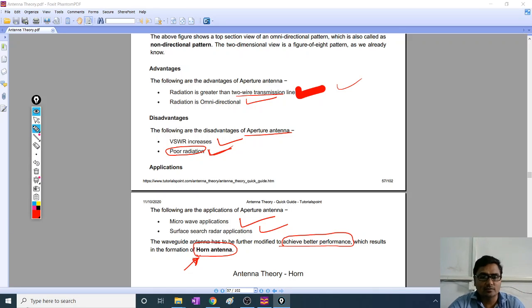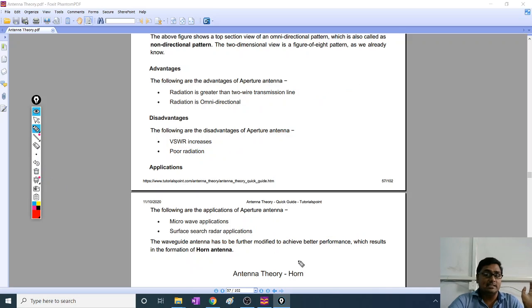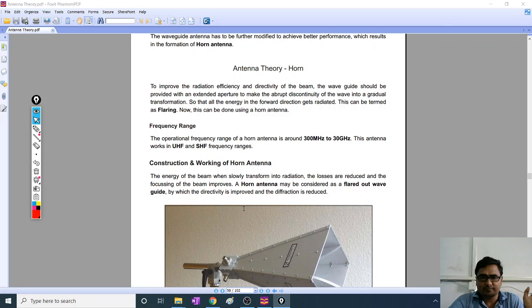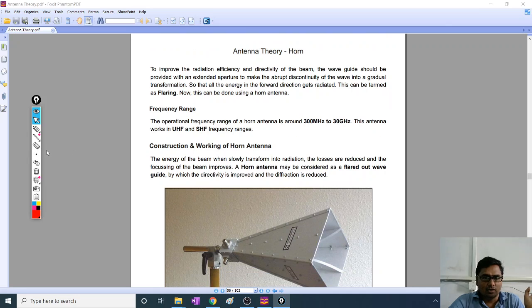So what kind of antenna is a horn antenna, and how will it look? Here we will have a look. Now we are going to start with this horn antenna. To improve the radiation and directivity, basically radiation efficiency and directivity, if I want to improve on that waveguide antenna, then I come up with a new type of antenna, that is the horn antenna. So what is there in a horn antenna?